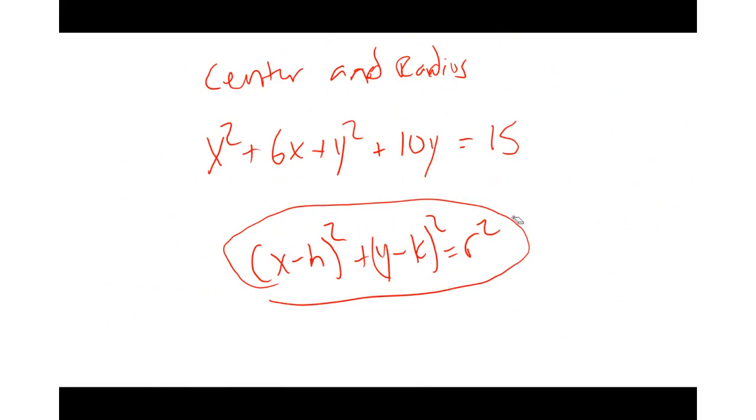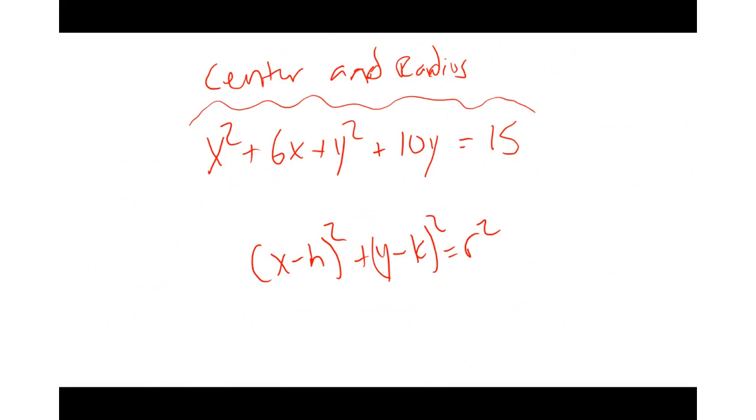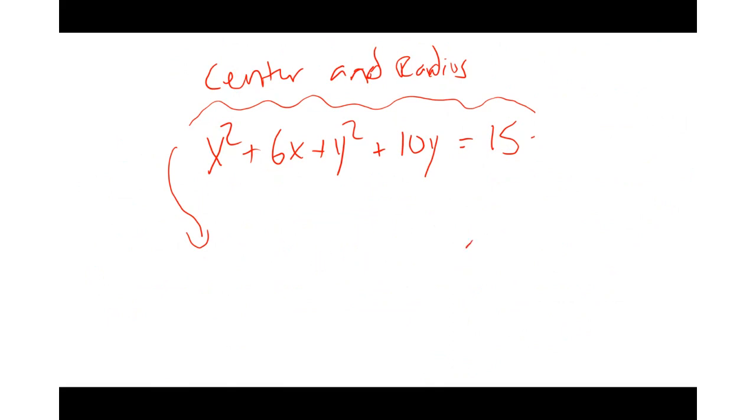All right. So this is the way we're used to seeing it. But the problem is this isn't written in this form. So how do I convert this to this form? That process is called completing the square. And so let me show you how to do it.